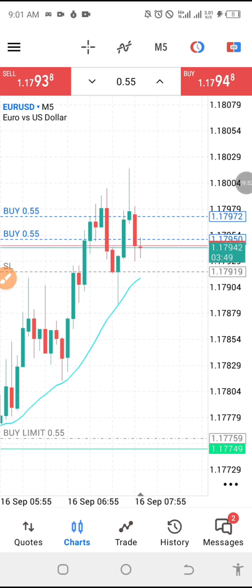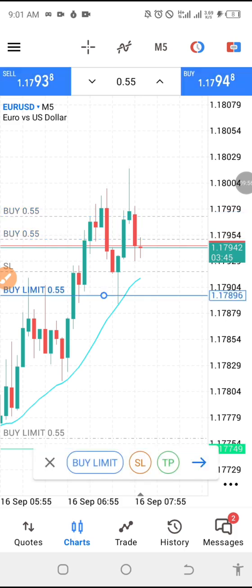So this is how to put the sell limit. The same thing, you move your cursor above.